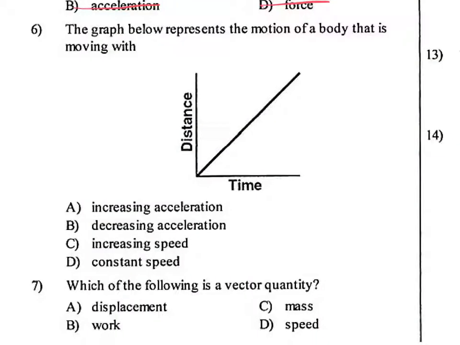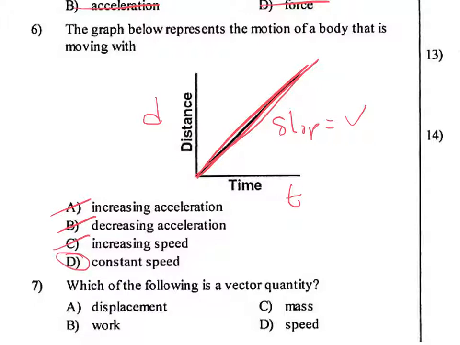The next question asks about this particular graph. Remember, this is a distance versus time graph. So the slope is your velocity, and since the slope is constant, that means your velocity is constant. So if you have a constant velocity, your acceleration can't be changing. So your best answer here is going to be choice D.